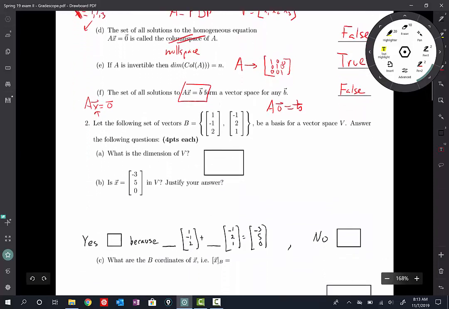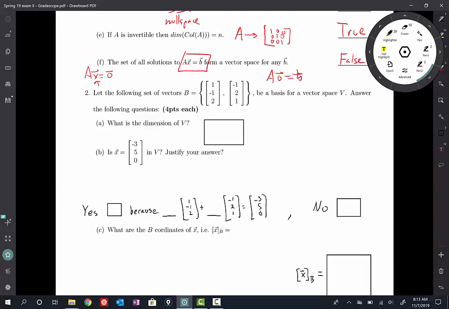Alright, we're past the true and false. Now we have number 2. It says let the following set of vectors be a basis for the vector space V. So they are giving us a basis for that vector space. The first question is, what is the dimension of V?